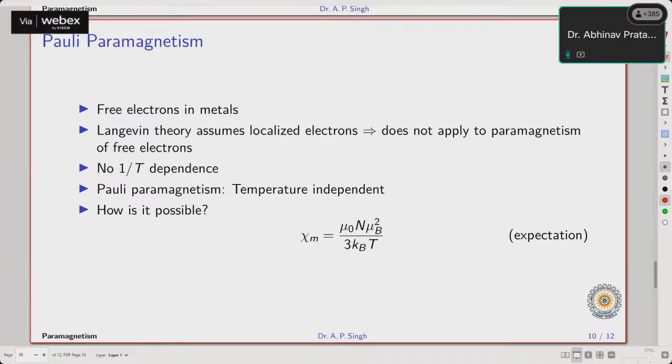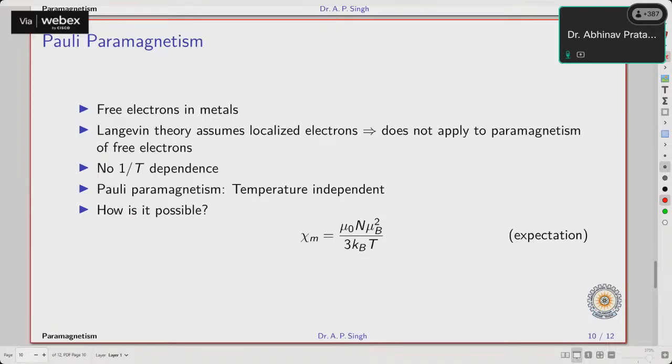And that is indeed the case. As I told you, there is no 1 over T dependence. What Langevin expected was that when you increase your temperature, all the electrons will start to randomize here and there, and therefore the susceptibility will go down like this. But as I told you, in this case the susceptibility actually remains almost constant with temperature. So why is that the case? Why does this particular expression, which we expected to hold true, not hold true? Why does it appear as if there is no randomization effect occurring as we increase the temperature?